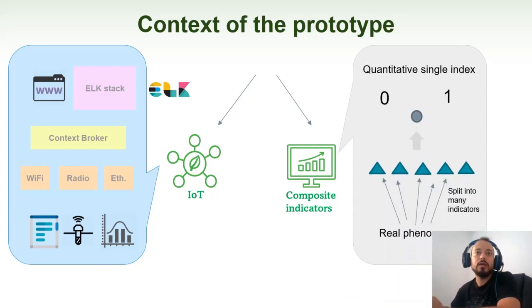And what's that? Composite indicators, in the scope of this work and prototype, consist basically of taking a real phenomenon, which in our case is the environmental impact of the activities of maritime ports, and breaking it down into different indicators, in order to obtain, after applying a series of mathematical operations, a single quantitative index between 0 and 1, aiming at representing that impact in a simple, single, easily interpretable way.